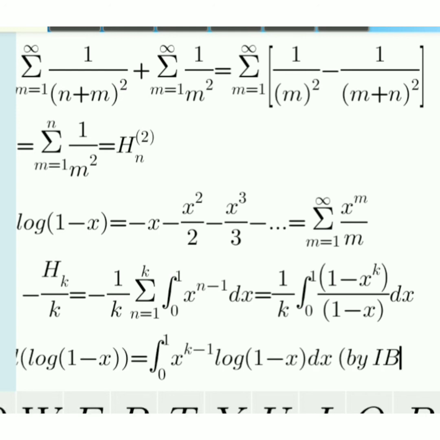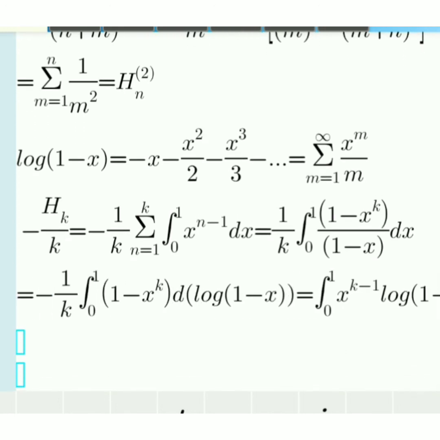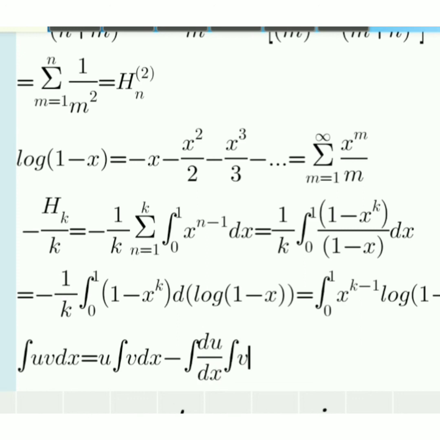The rule of IBP is very simple. IBP means integration of u v dx can be written here as u times the integral of v dx minus the integral of du by dx times the integral of v dx. So it can be written this way.